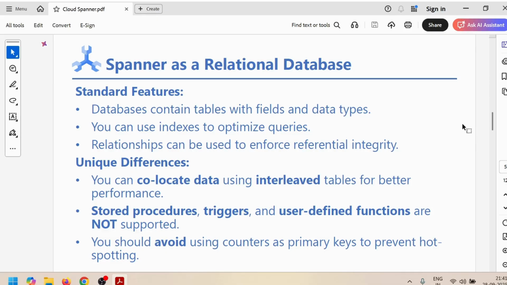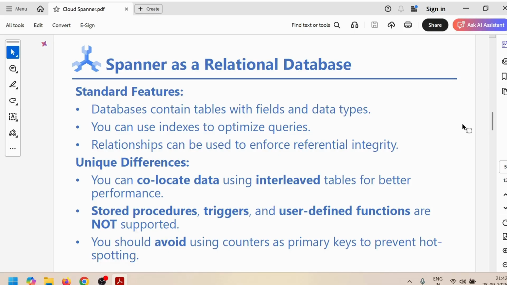So we have seen that Spanner is designed for global scalability, high availability and strong consistency. Now to achieve these goals, it deliberately avoids certain RDBMS features that can introduce complexity or reduce predictability in distributed environments. So all these stored procedures, triggers and user defined functions, if we have them in any other database, in Spanner these are taken care of in the application layer.